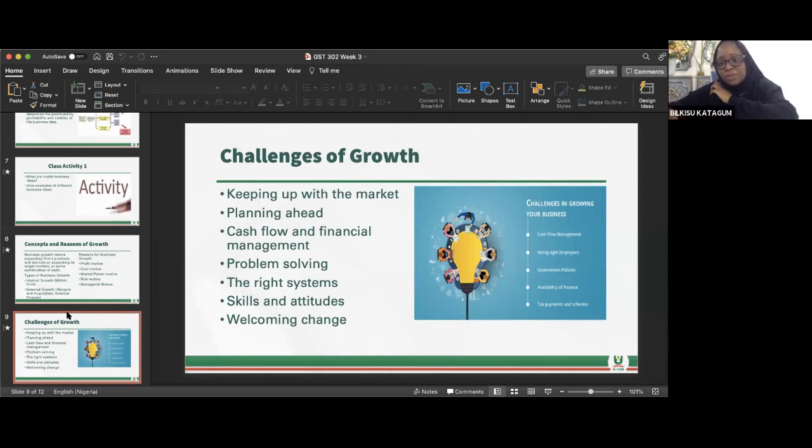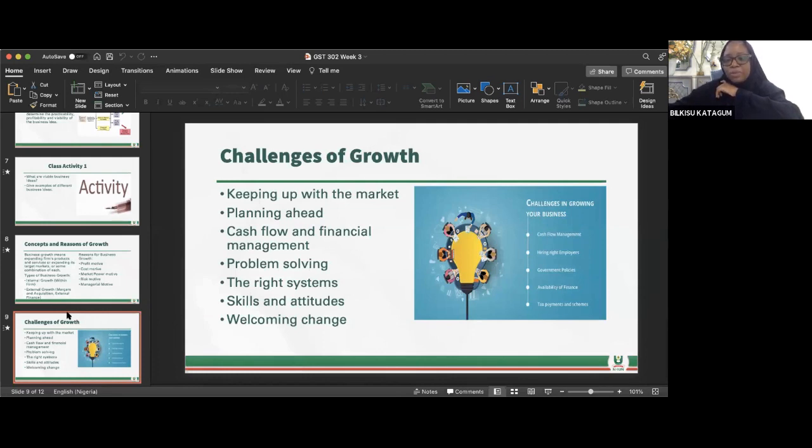Now, there are other types of challenges in growing your business too. The first thing, I said, cash flow management. We've spoken about that. Hiring the right employees. You may have them sometimes, but you may want to hire more. That's the problem too. You may require more money. Then government policies too. Government policies will forever affect any business, so knowing how to adapt to them will help. Availability of finance. Some people want to grow, but there's no money. But you need to plan it properly.